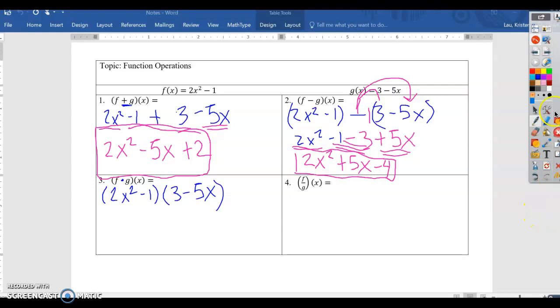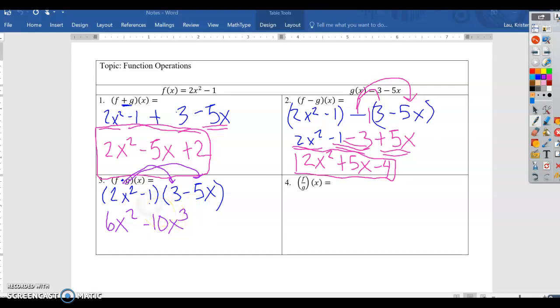Now what am I going to do? Multiply. And that means I have to distribute twice because I have two terms inside of both parentheses. So I have to distribute twice. So 2x squared times 3, 6x squared. 2x squared times negative 5x, that is negative 10 x squared times x is x to the third, because I have 2 here, 1 there, so that makes 3.